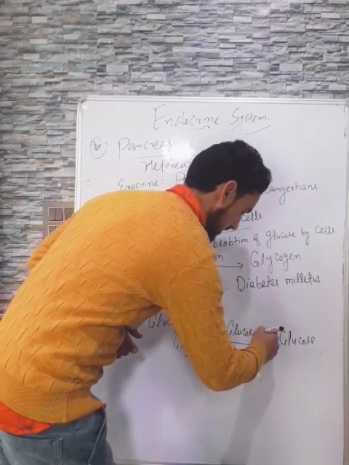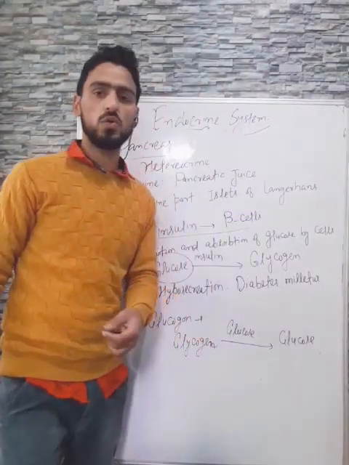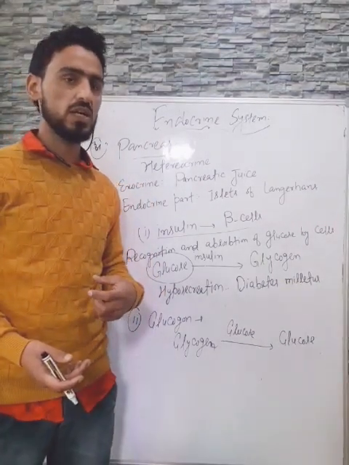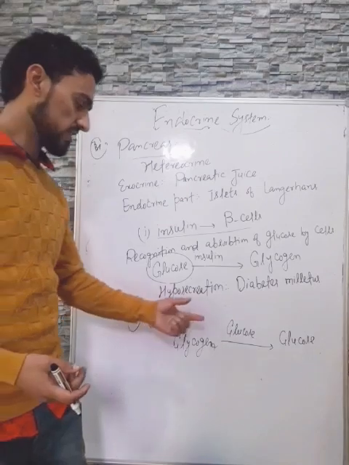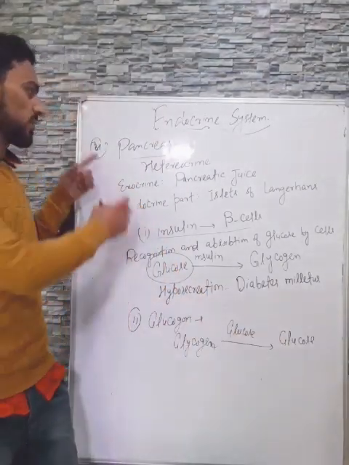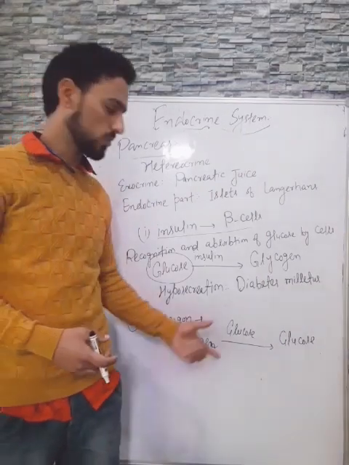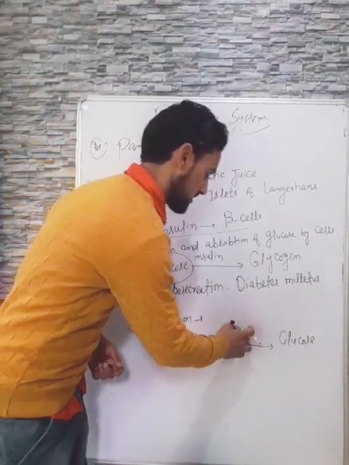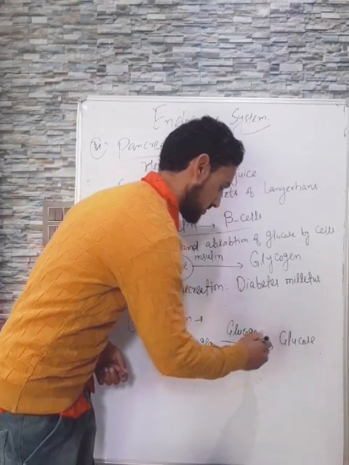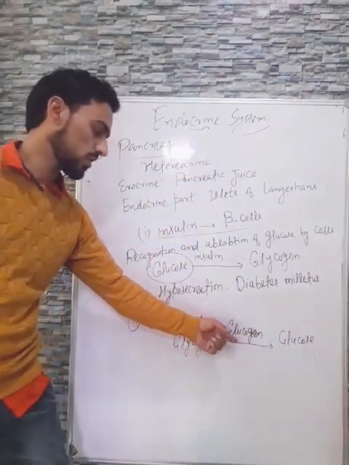Between our meals, when there is a low concentration of glucose in our blood, our pancreas secretes another type of hormone that is known as glucagon. Glucagon, that is known as glucagon. And what does this glucagon perform?